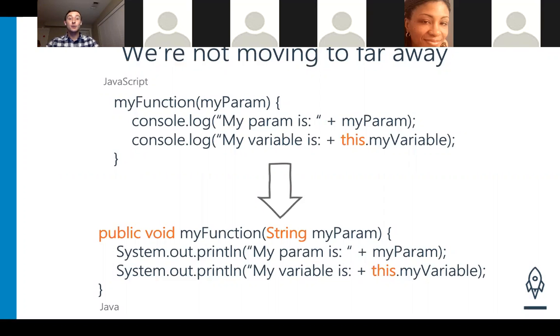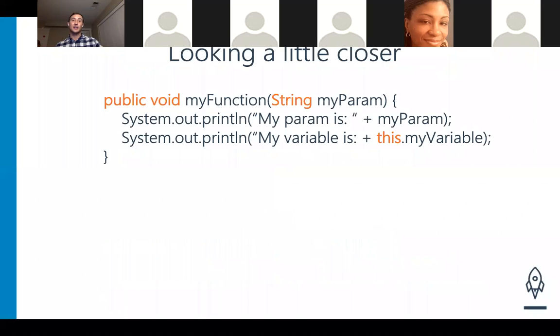Okay. All right, so moving forward, we're looking at our method now. It was translated from Java, or JavaScript, but we are looking at two new things here. We have void, and then we have string in the parameter. So let's take a little bit closer look here.